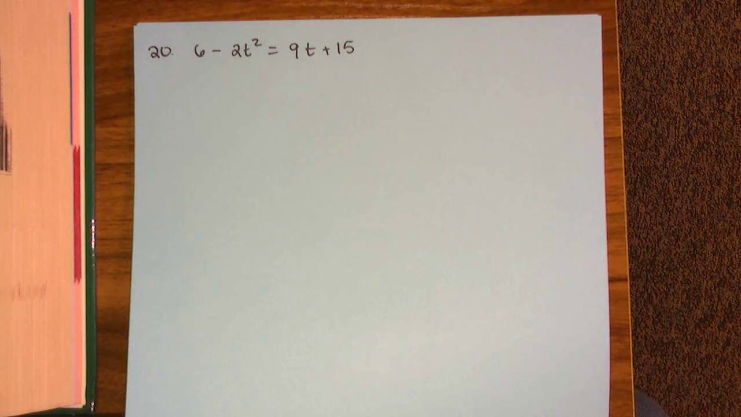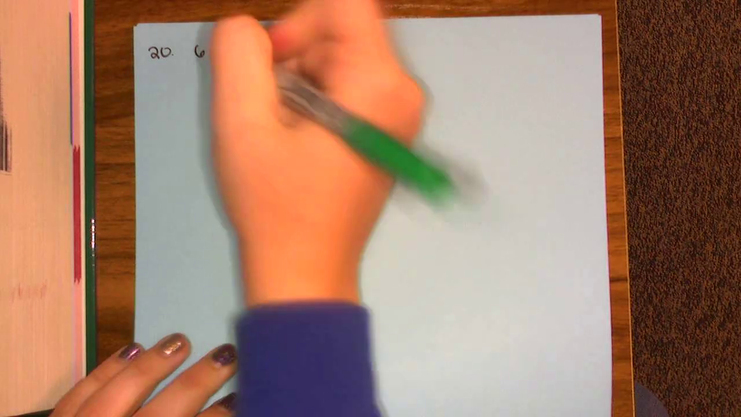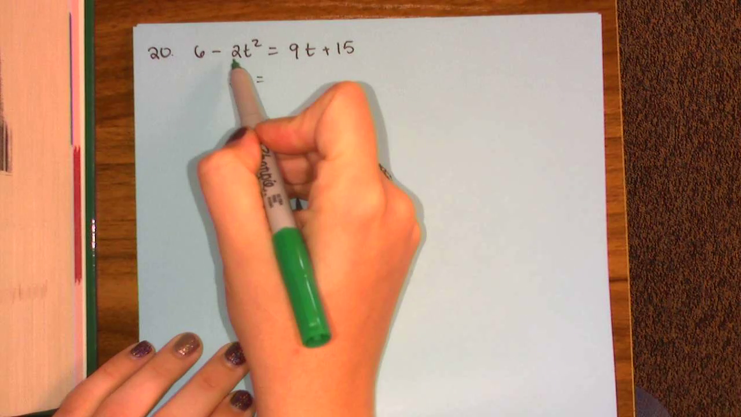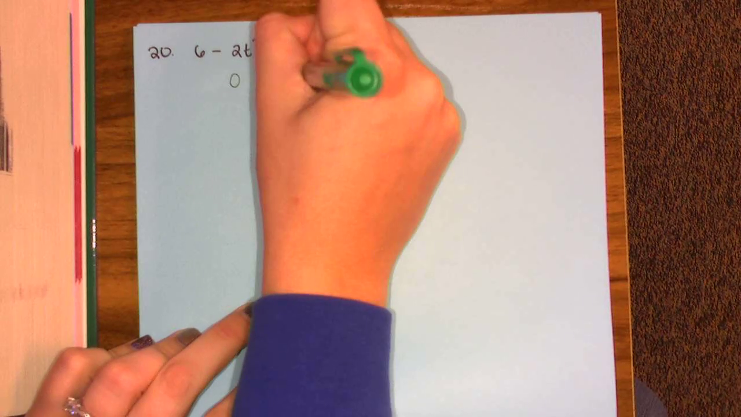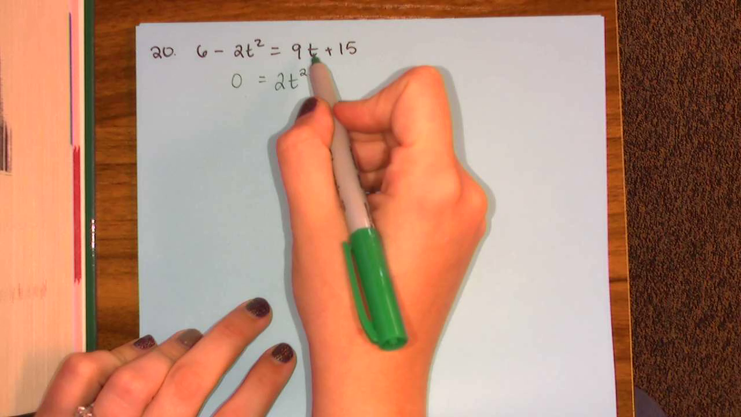So I'm going to end up with 0 on the left is equal to, moving this over, so I'm going to add it, so 2t squared. And then, just so I go ahead and get it in order, plus 9t.